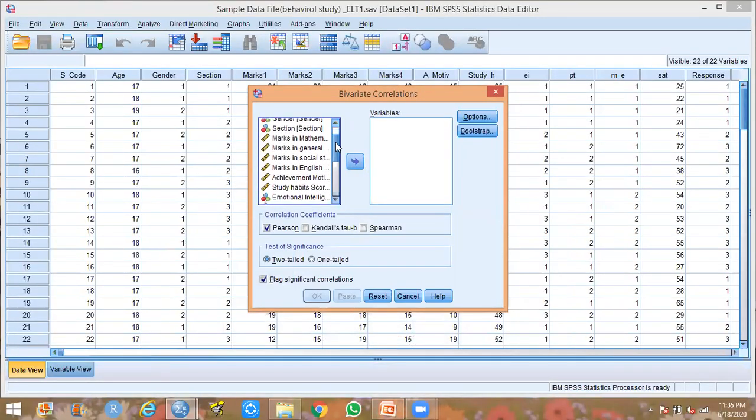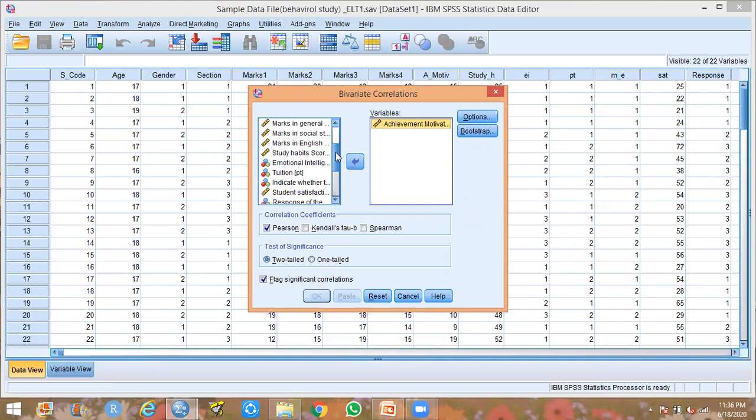One is achievement motivation. Just click on that, and it will enter into your study variable window. Another variable is class division, so I'm taking that one. This is nothing but academic performance. Our aim is to test the relationship between these two, so that's why I'm taking these two.